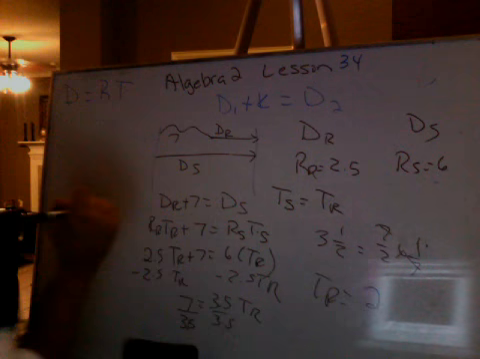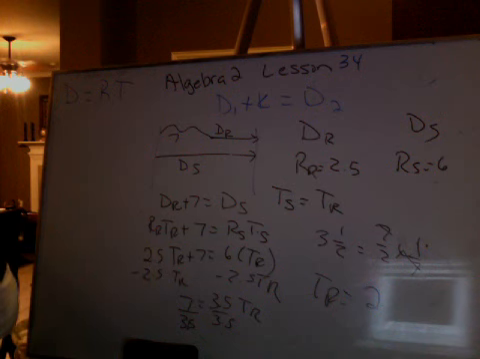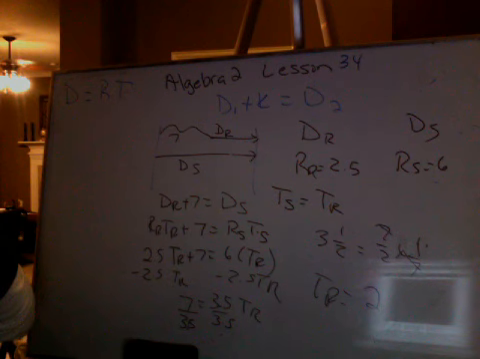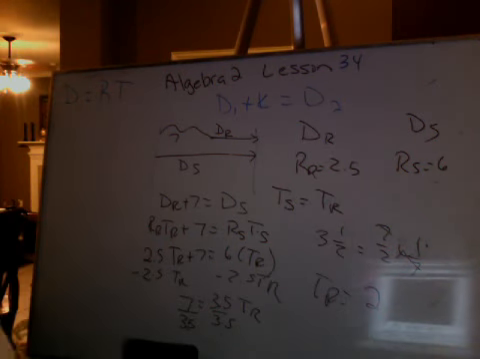So the time of Robin Hood is 2, and it asks, how long did it take the sheriff to catch up? 2 hours. Because his traveling time equaled that of Robin Hood, so they have the exact same time. So it took 2 hours for him to catch up.